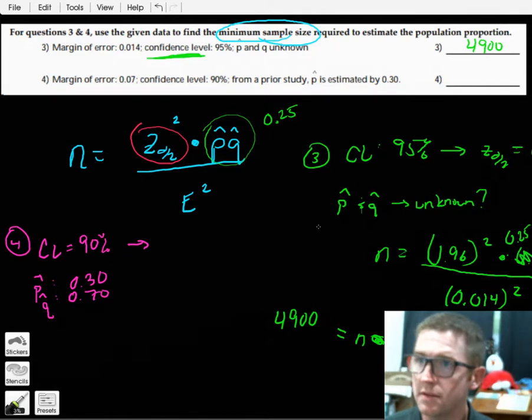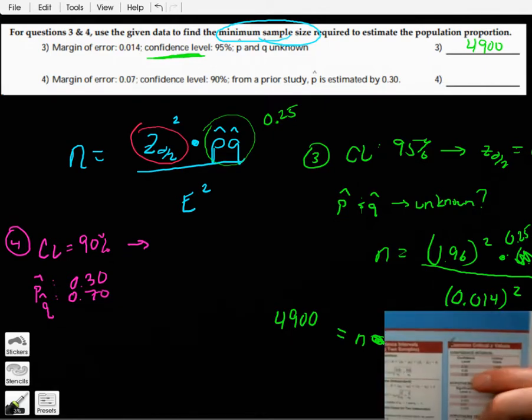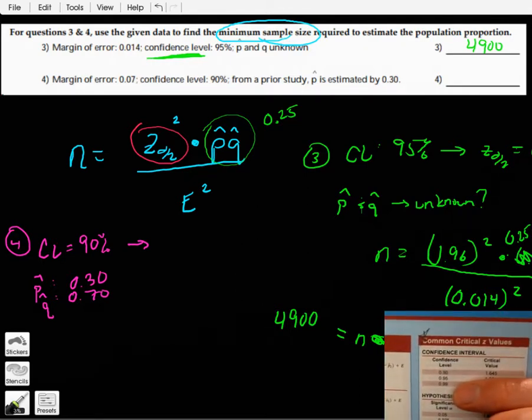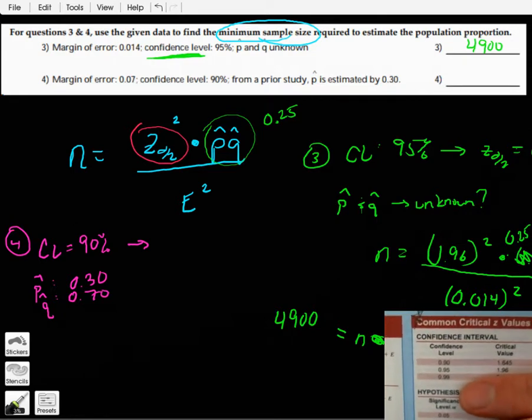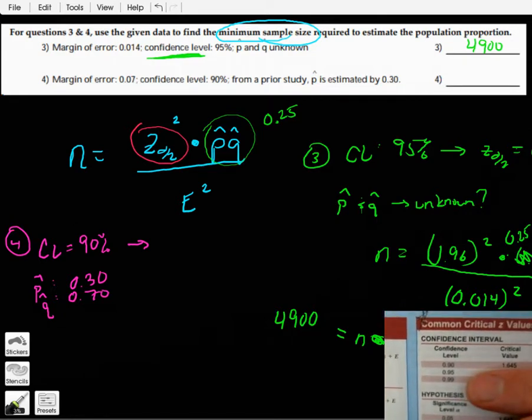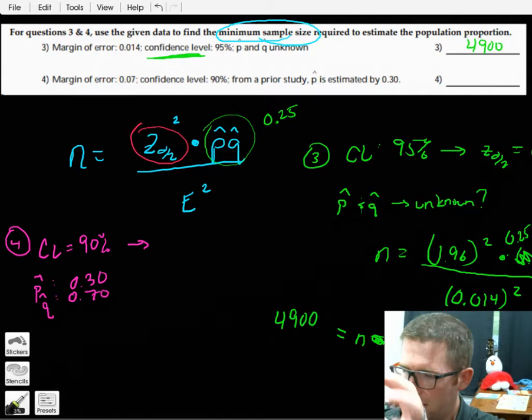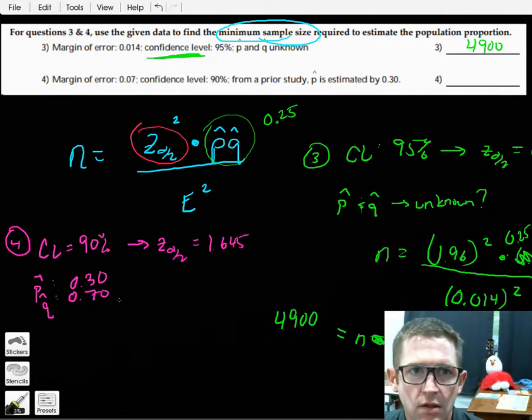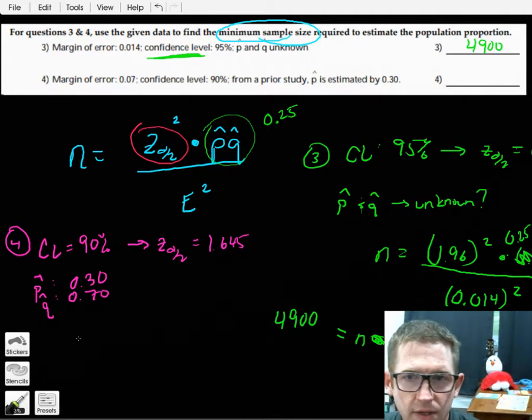Okay, let's see if I get this on the video. Okay. Confidence intervals. 95 is 1.96. 90 is 1.645. Okay? So that means Z alpha over 2 is 1.645. We know the margin of error, so then we can use the formula to calculate the minimum sample size.